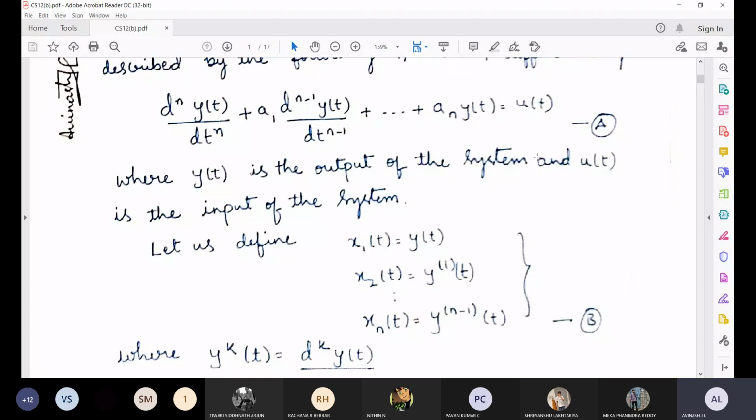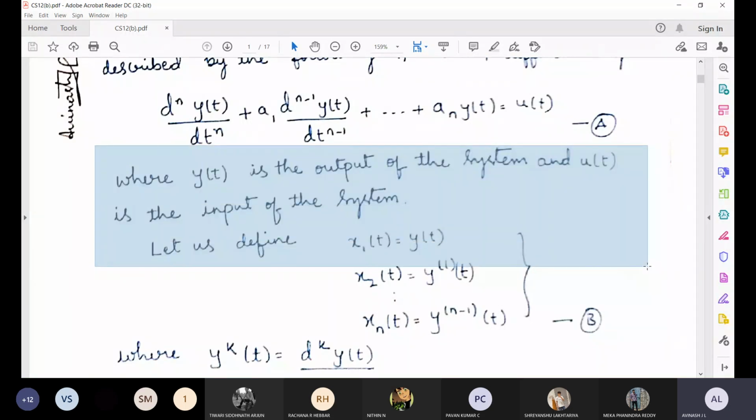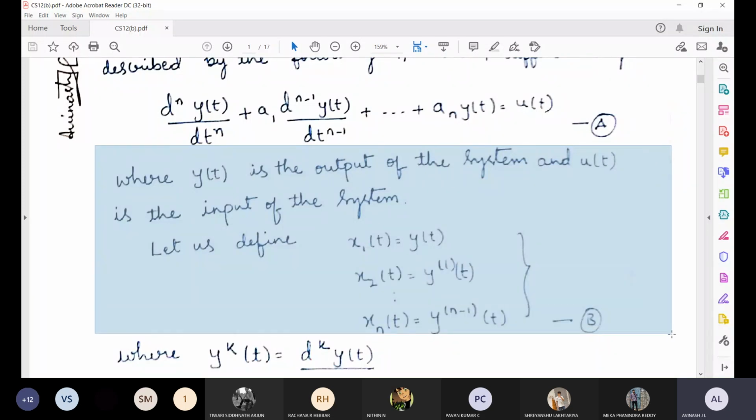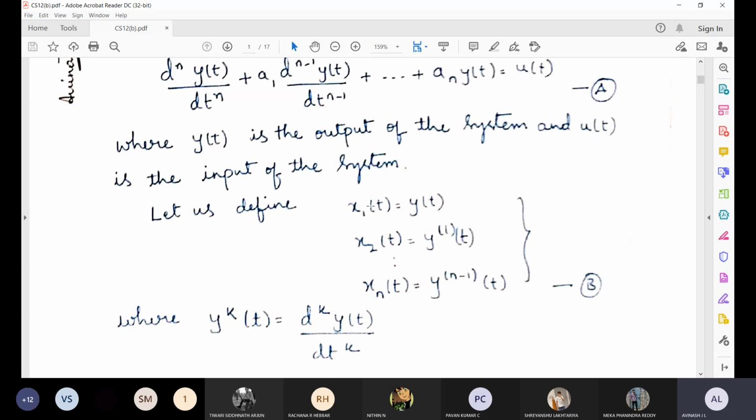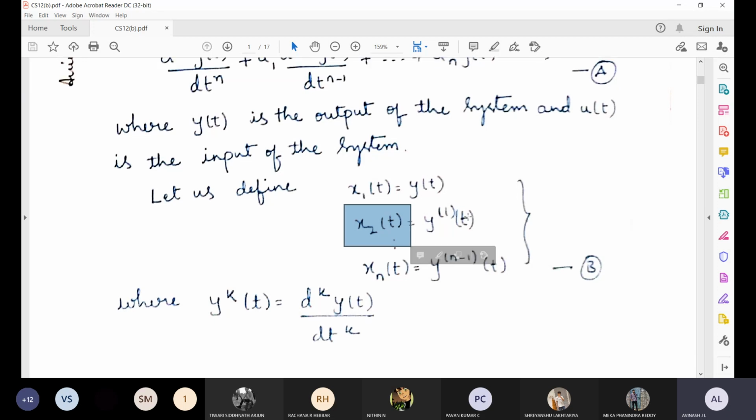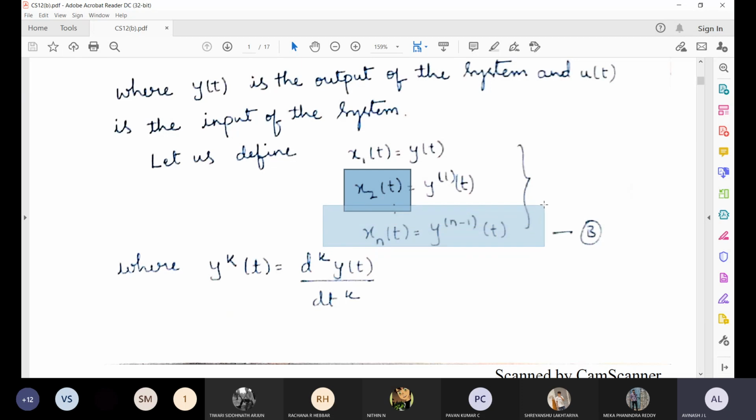Here y of t is the output of the system and u of t is the input of the system. Now let us define y of t, y dash of t, up to y to the power of n minus 1 of t. If we take y of t, the output, it will be equal to x1 of t, which we consider a state variable. y dash of t is the one-time differentiation of the output, y to the power of 1, and we consider that as x2 of t. Similarly, y to the power of n minus 1 of t will be equal to xn of t. That is what we define.